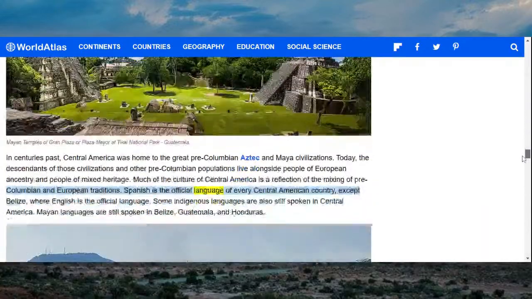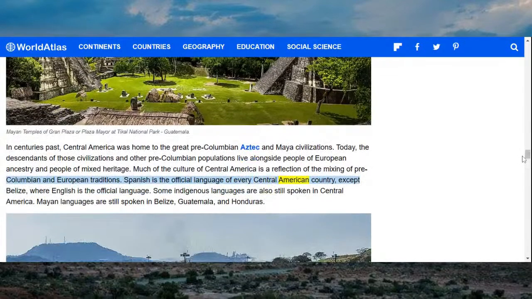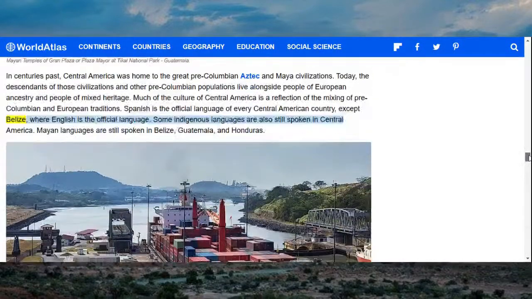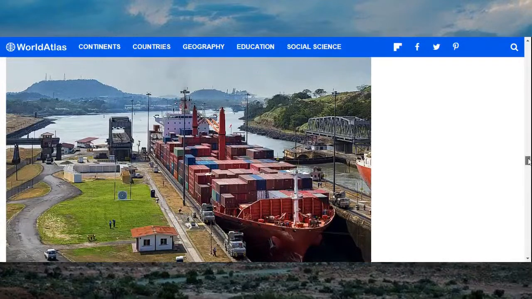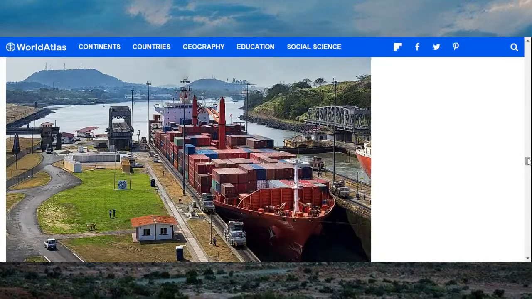Spanish is the official language of every Central American country, except Belize, where English is the official language. Some indigenous languages are also still spoken in Central America. Mayan languages are still spoken in Belize, Guatemala, and Honduras.